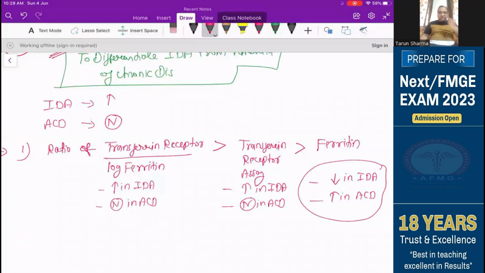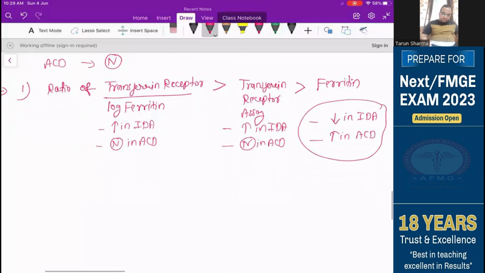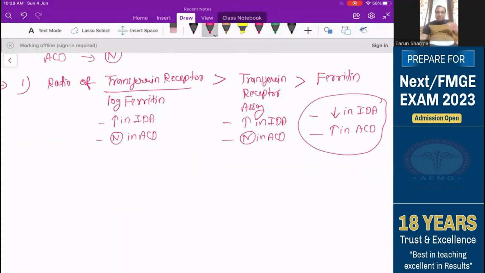From the last 5 years, if you will see, around 2 to 3 times these kinds of questions are there in your exams: which is the most sensitive test for the IDA, which is the most sensitive test to differentiate IDA from the anemia of chronic disease. Different exams will be giving you different options. I think you must have written down this thing. Okay, so let's proceed to the next thing. So this is about the diagnosis of the iron deficiency anemia.